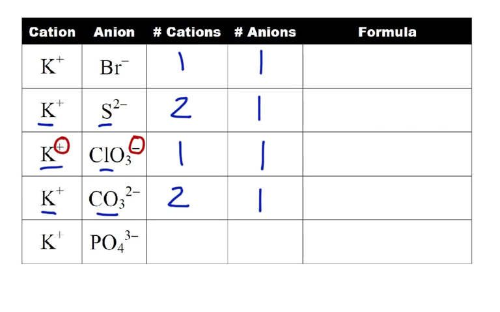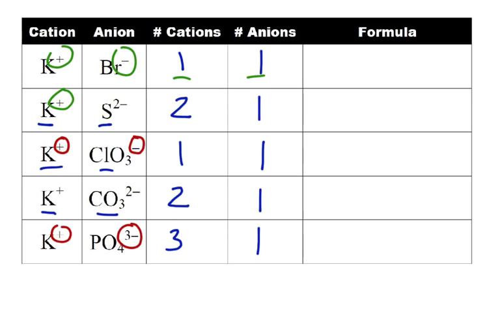And the same thing here, the last one. This is -3, this is +1. And so I'm going to need 3 of these positives to balance my 1 -3. Now we want to notice something here, just kind of a trend, and that is what we call the crisscross method. So if this is 1 and 1, then I just need 1 and 1.